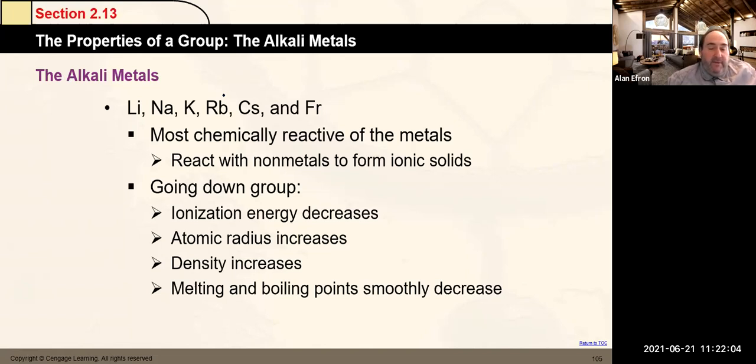So a couple finishing thoughts here again about going down the group. All those trends that we talked about, or some of the trends that we talked about: ionization energy does decrease, atomic radius increases because of the increase in the number of electrons that are present at that point, and density actually increases, melting and boiling points decrease a little bit as you go down. Any questions on any of that stuff there?